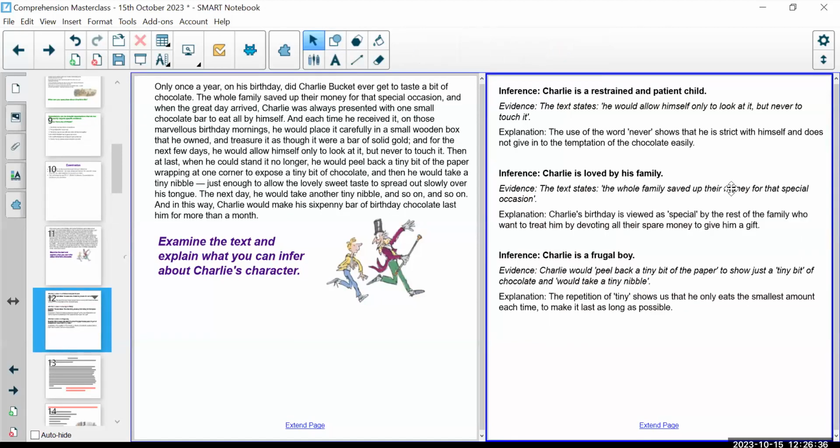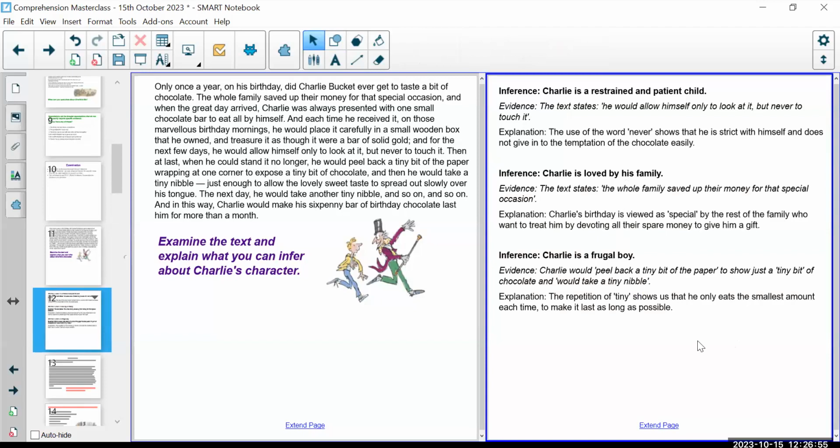So here's my second one, inference. Charlie is loved by his family. The text states the whole family saved up their money for that special occasion. I've explained Charlie's birthday is viewed as special by the rest of the family, who want to treat him by devoting all their spare money to give him a gift.